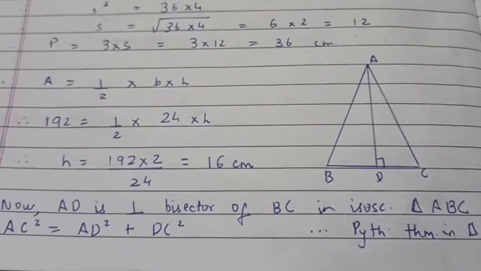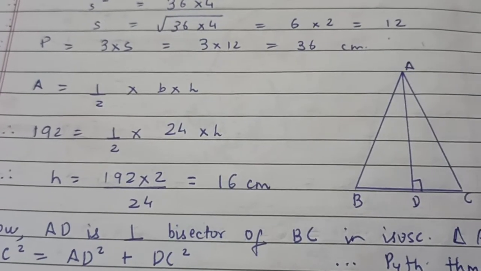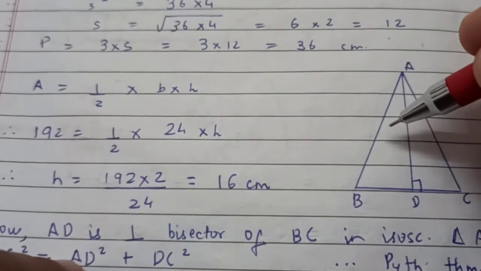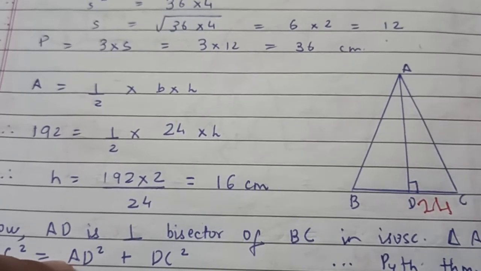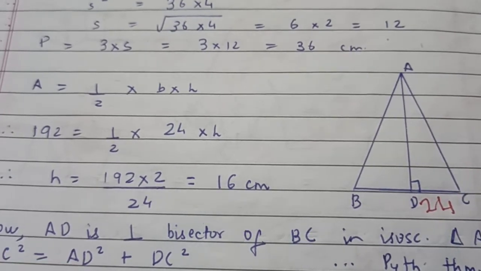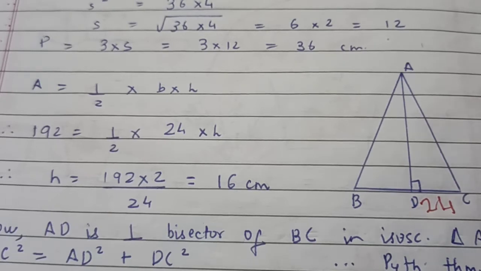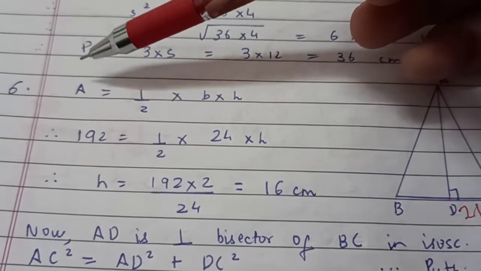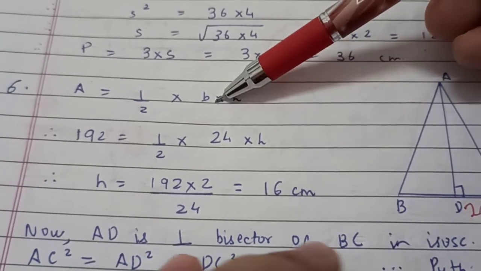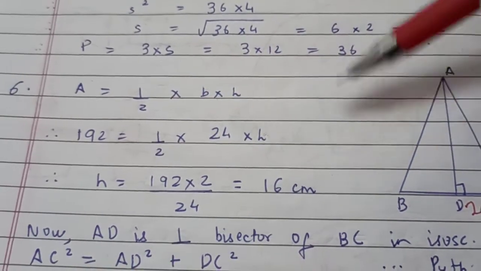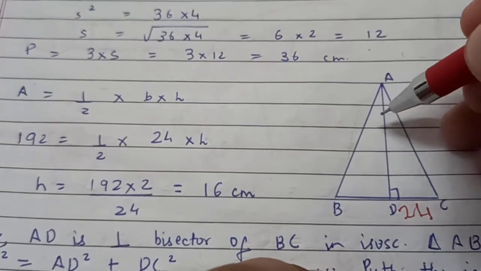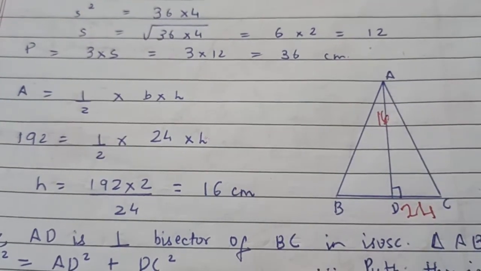Now there are a few ways to solve this sum. The method I'm going to use is, the base is given as 24 and the area is also given, but we know that the area is half into base into height. So using the area and the base, I'm going to find the height, which turns out to be 16 centimeters. That means AD, that is the height, is 16 centimeters.